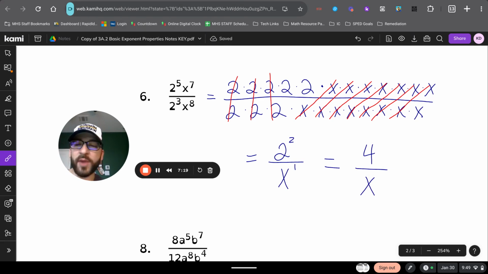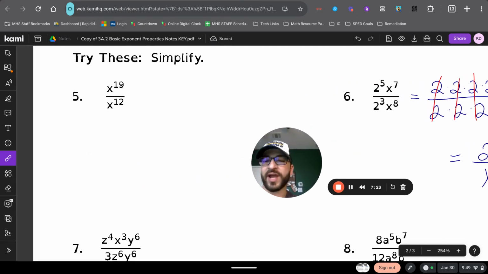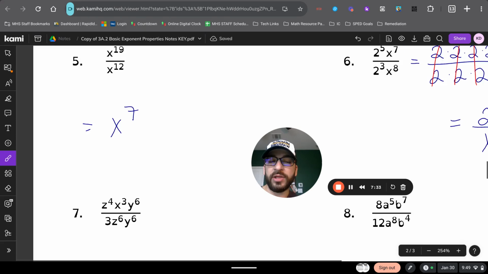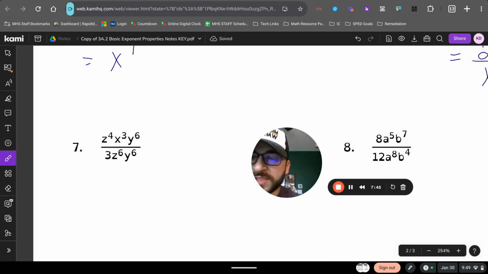Okay, let's apply this property to do some of our other quotient property questions. So x to the 19th over x to the 12th, that's the same base, and I can do 19 minus 12, which would give me x to the 7th. Okay, looking at number 7, we have z to the 4th, x to the 3rd, y to the 6th, over z to the 6th, y to the 6th. Okay, and then a 3 in the bottom. So I don't have anything to work with our 3, so our 3 is just going to stay in the bottom.